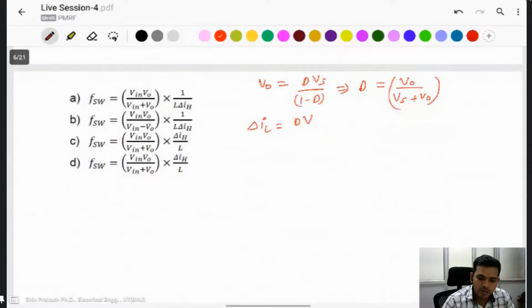And for the buck-boost converter, it is also D Vs over IL times f. Replace the D here. The delta IL is the same as the delta IL.